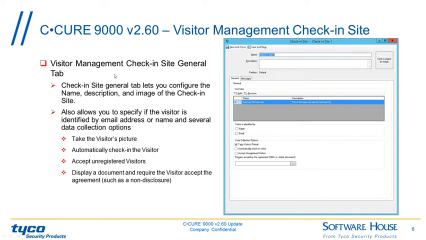The general tab lets you configure the name, description, and image of the check-in site. It also allows you to specify if you're identifying visitors by email address or name, and then you can set some data collection options. You can optionally set it to ask the visitor to take a picture. You can set it for automatic check-in, and you can also set it to accept unregistered visitors. So if somebody comes up and the kiosk can't find them in the list of visitors, they can still be accepted.